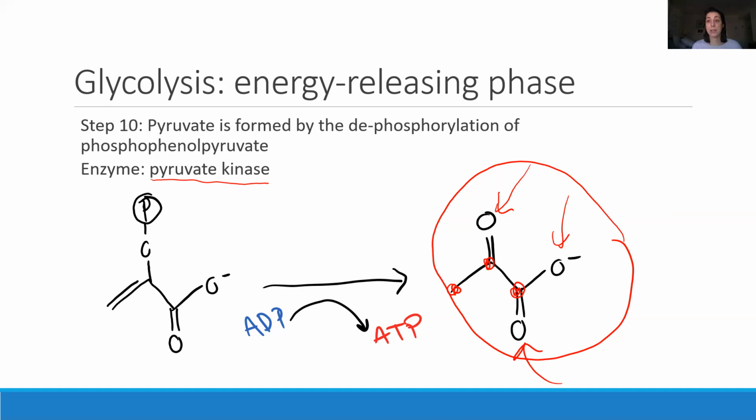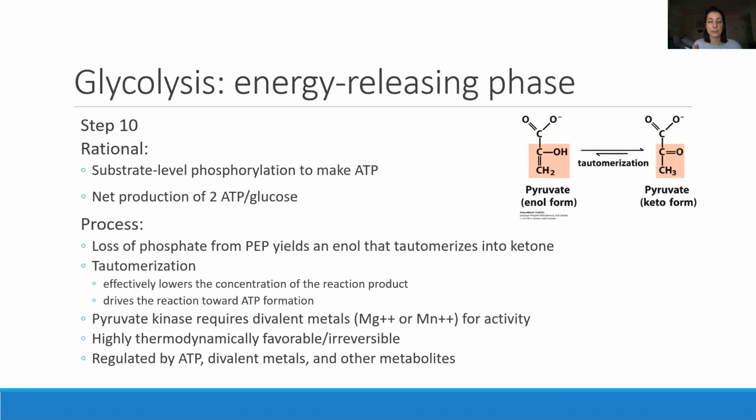And again, I'm going to remind you that all of these steps are doubled. So we technically took 2 phosphoenolpyruvates and 2 ADPs to make 2 ATPs and 2 pyruvates at the very end. This is yet again another substrate level phosphorylation making ATP, and it helps us net produce those 2 ATPs per glucose.